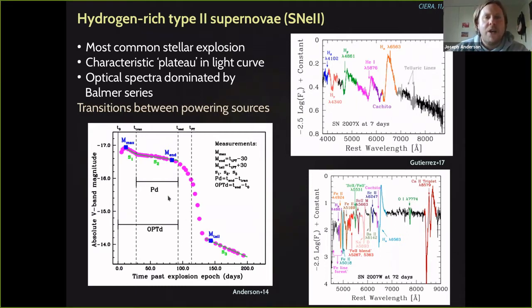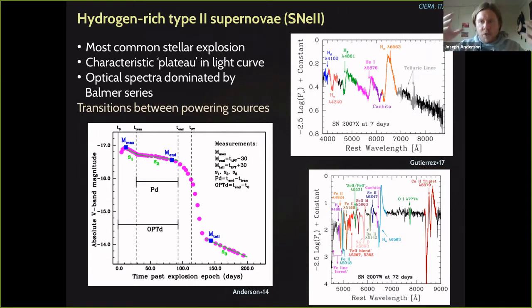This is the characteristic plateau in this light curve. And these different phases here are understood as being due to the light curve being powered by different mechanisms. This is important to know because this is a big difference between these type 2 supernovae and the stripped envelope supernovae that we'll discuss next.